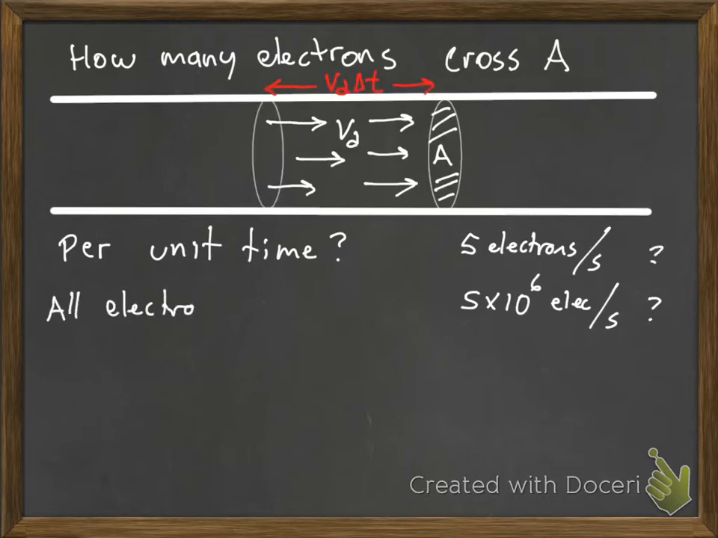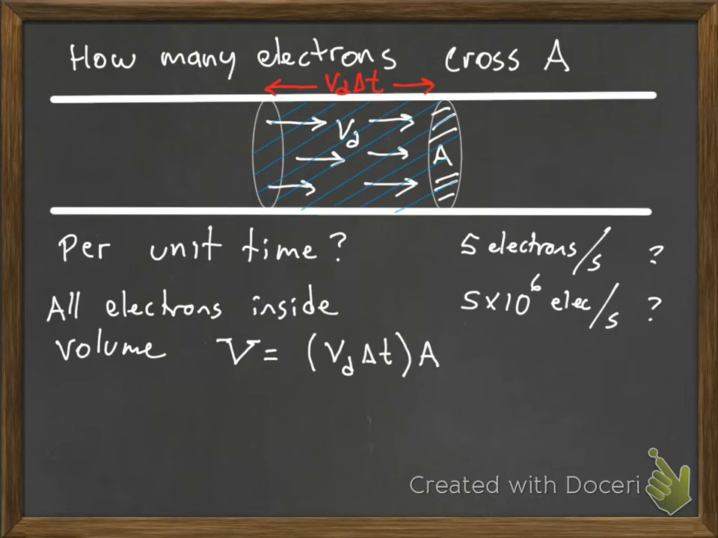the number of electrons that cross that area is equal to the number of electrons that you can find inside that volume. The volume, denoted in the picture, is the volume of a cylinder with a base area A and a height Vd times delta t. Now, why is that? Why are we saying that all of the electrons inside of that volume are going to cross the area A in an amount of time delta t?